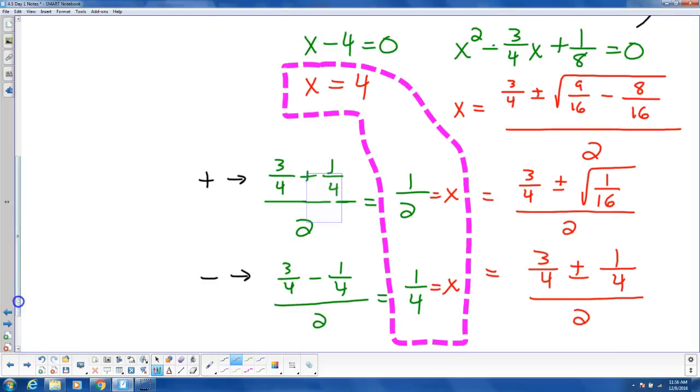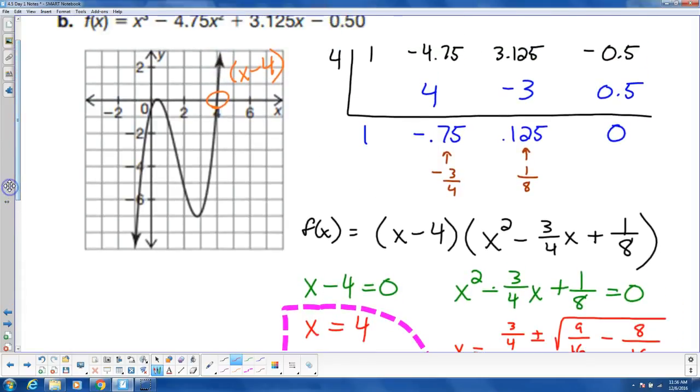Looking back at your graph, do those 3 answers make sense? You have to inspect it. This right here is not a double root. It's just like we were talking yesterday from the formative. When you're looking at that stuff, you have to be kind of careful with what you're looking at.